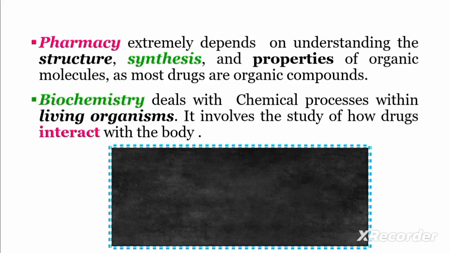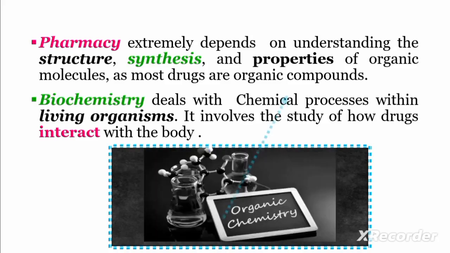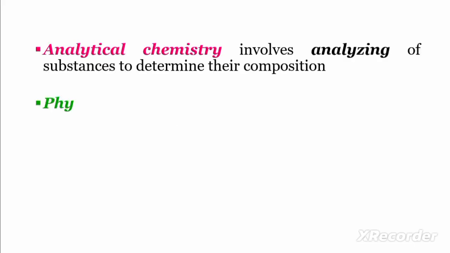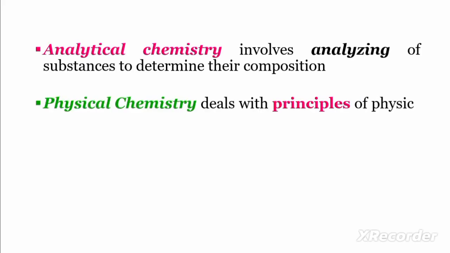Okay, let us also look at analytical chemistry. So what is analytical chemistry? Analytical chemistry involves analyzing substances to determine their composition. Let us also look at physical chemistry. Physical chemistry deals with the principles of physics applied to chemistry.